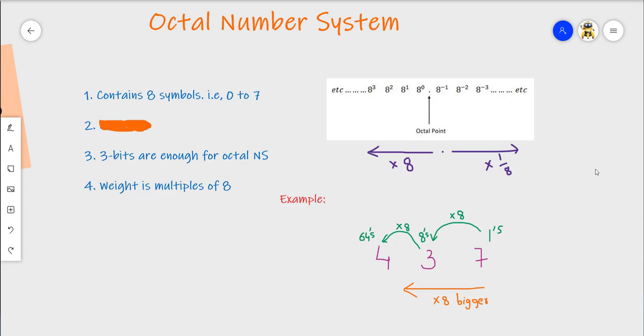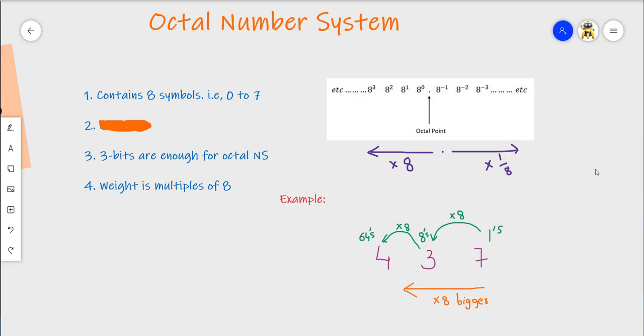In the last lecture, I explained what is a binary number system, as well as what is a decimal number system, and what is the significance of both binary and decimal number systems, and also what is the base of both the number systems, the binary and the decimal number system.